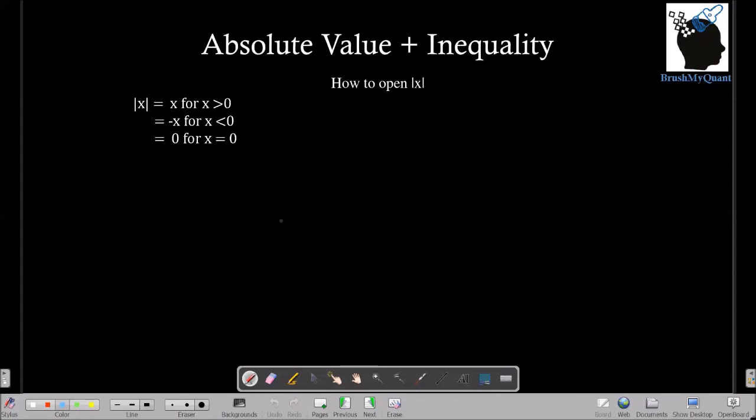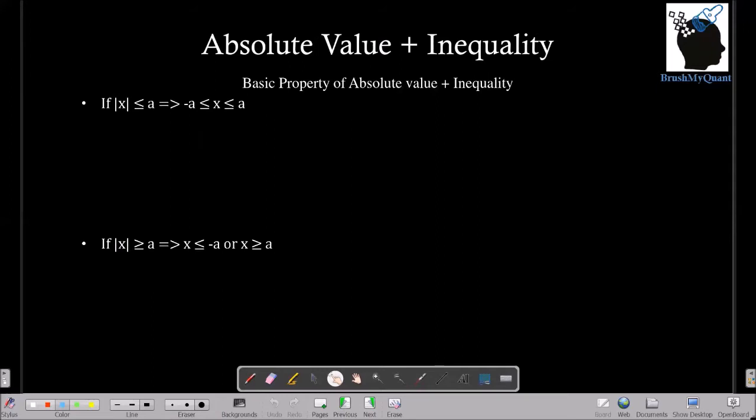If you have watched the first and second series of this video, then you would already know that mod of x, when we are opening that, if x is positive, then it will be equal to x itself. If x is negative, then it will be equal to minus x. And if x is 0, then it will be equal to 0. If you want to understand this using an example, then I would encourage you to watch the first video and see it from there.